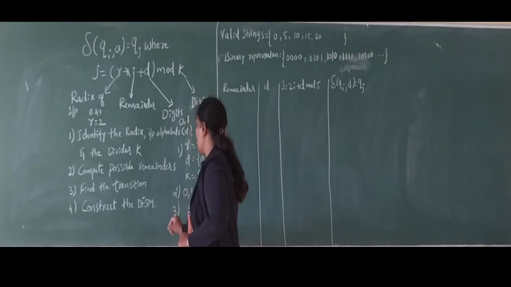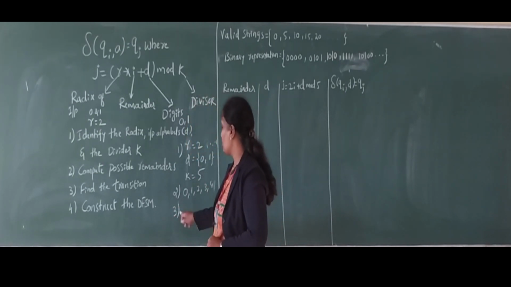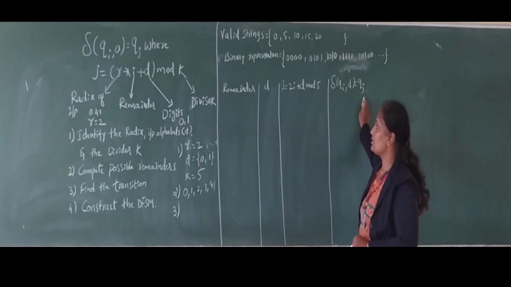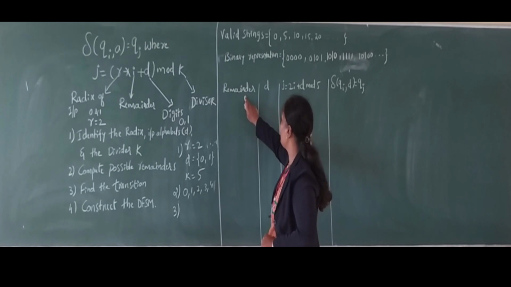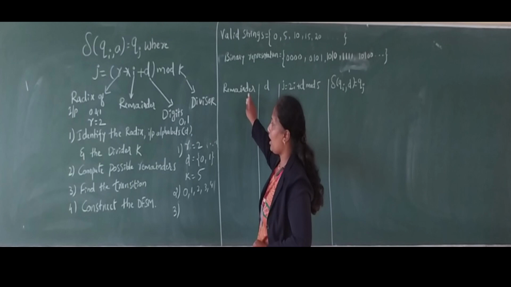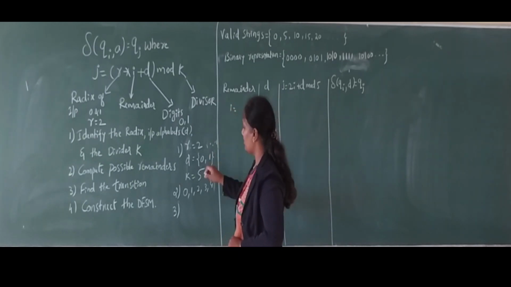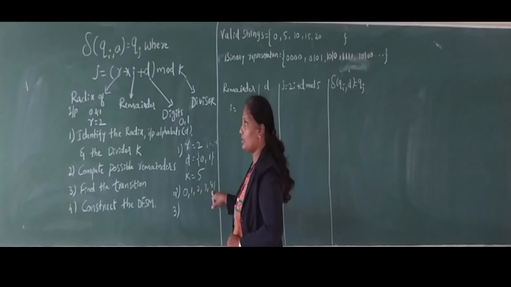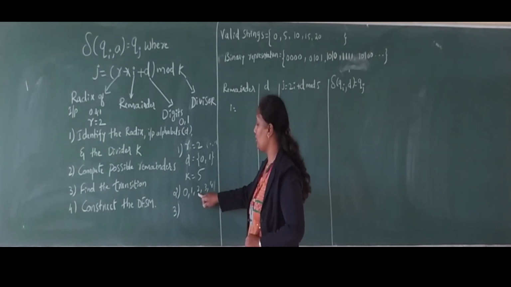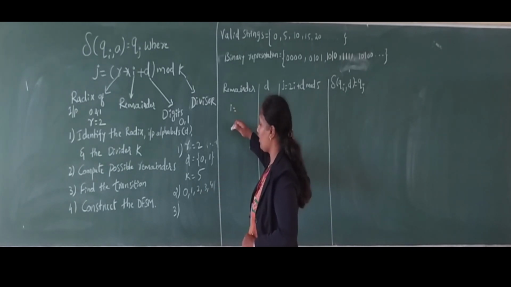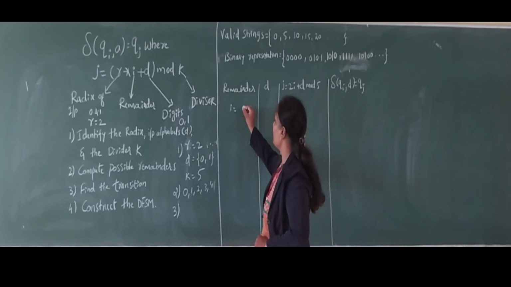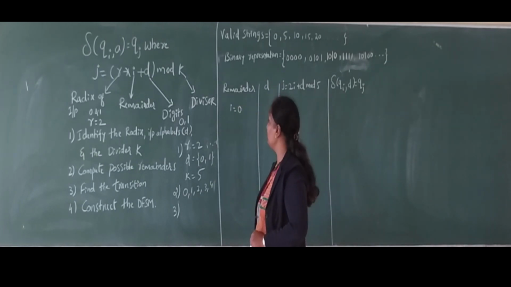The third step is you should find the transition. To find the transition, I am going to construct a table here. The table contains the remainder and D value. D value is 0 and 1. The remainder is the I value here. For all remainders I should find the values, so I equal to 0, 1, 2, 3, 4. For all these I values I should find the transition. In the first case I will take I equal to 0.